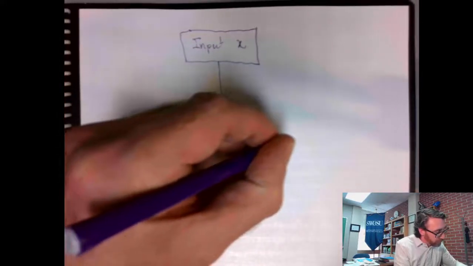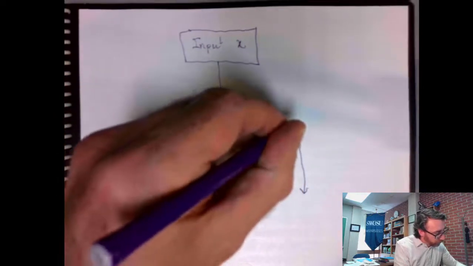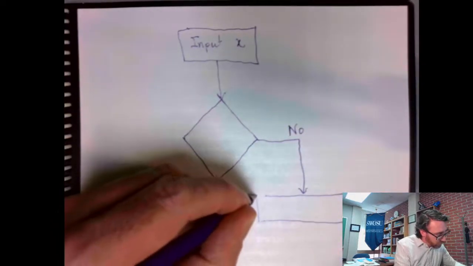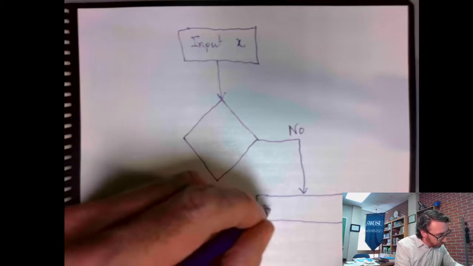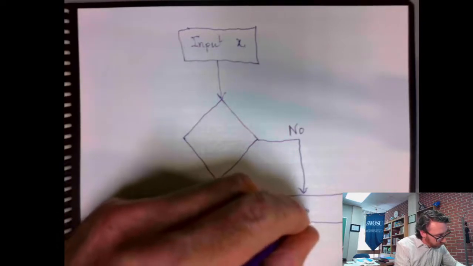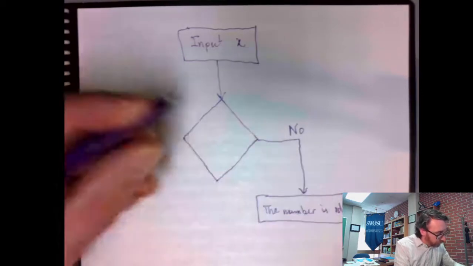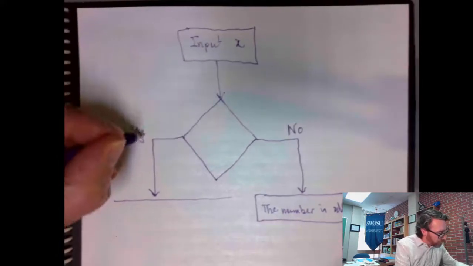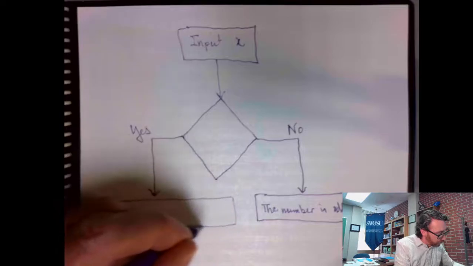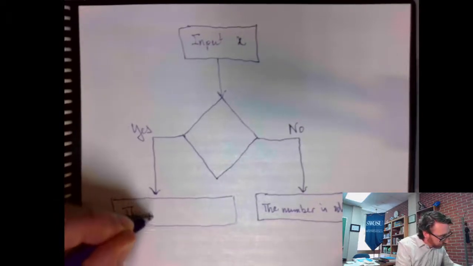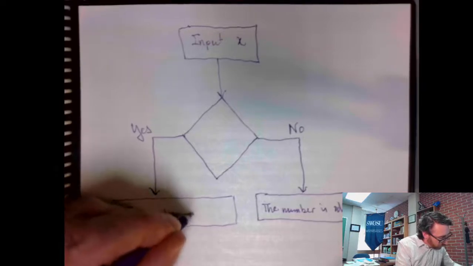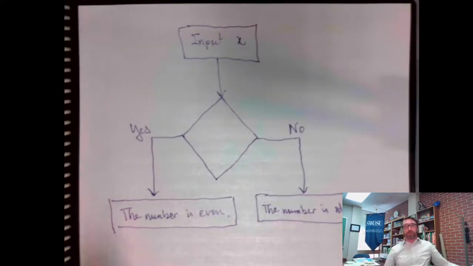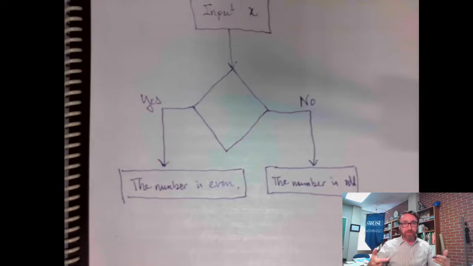Okay, we're going to check X. If the result of our decision is no, I want the computer to print the number is odd on the screen. If the decision is yes, I want the computer to print the number is even. Okay, so we're going to have the computer make a decision as to whether our number is even or odd.